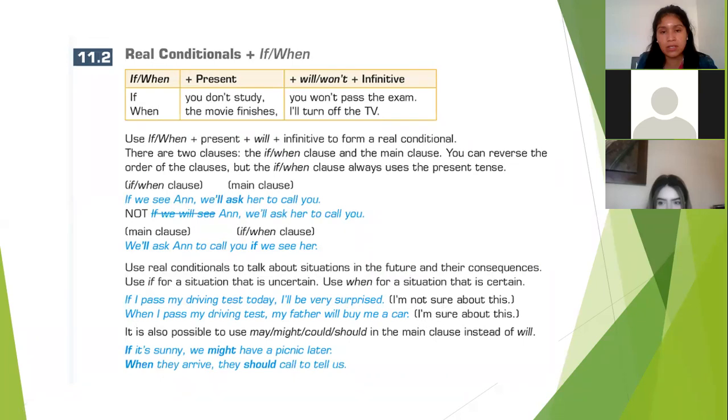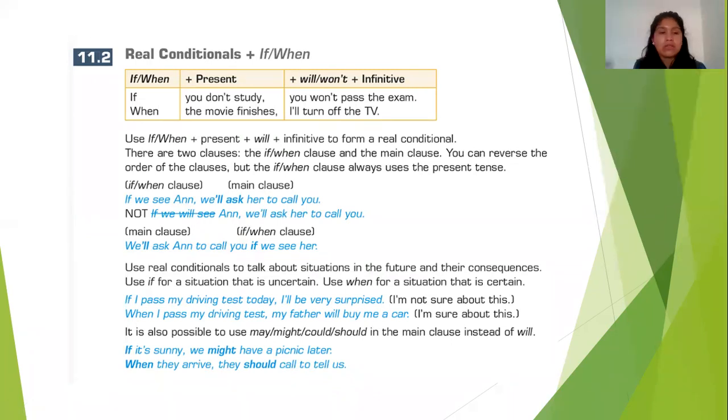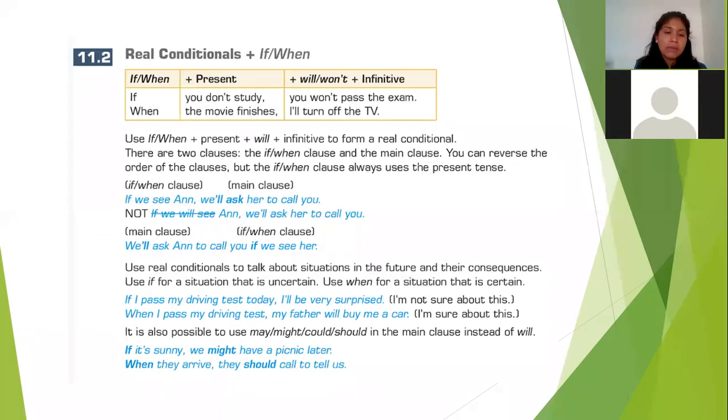Yes. Okay. It is also possible to use may or might or could or should in the main clause instead of will. So I can replace will with may, might, could, and should, and it would be basically the same result. For example, if it's sunny, we might have a picnic later. When they arrive, they should call to tell us. Okay, so I repeat the context. What am I going to use it for? ¿Para qué lo voy a utilizar? Para hablar sobre cosas que son posibles.